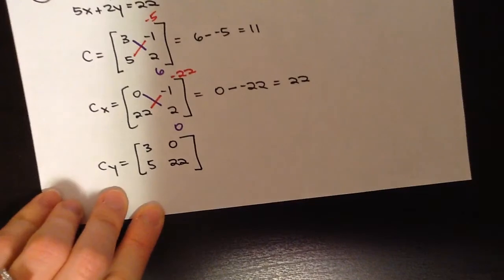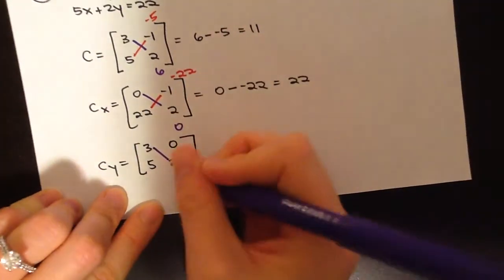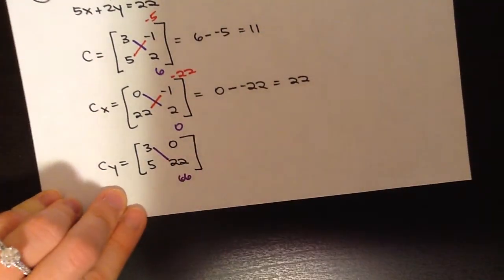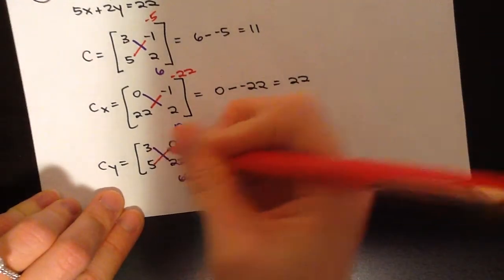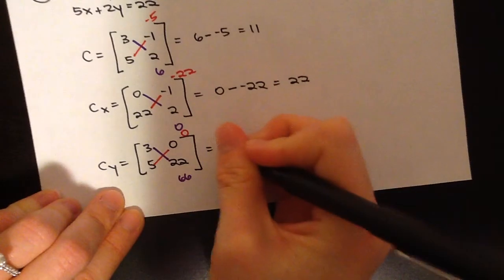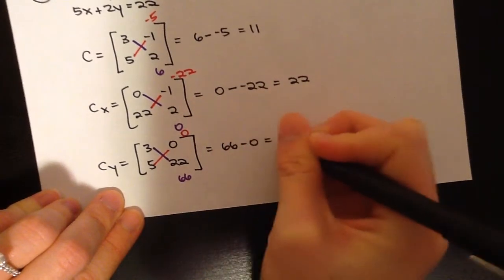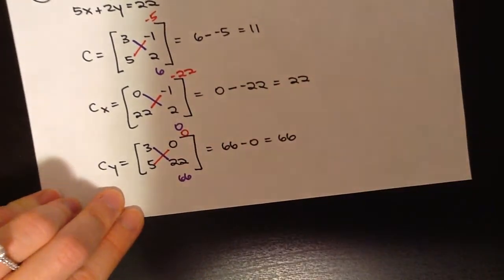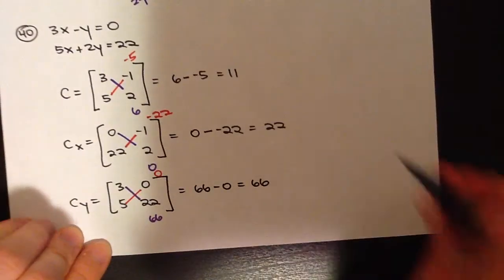Okay, so same exact process. Start from the top left, multiply down the diagonal, I get 66. Then start from the bottom left, multiply up the diagonal, I get 0. So I start with the value on the bottom, and I subtract the value on the top, and I get 66. So for my answers, let's write them over here.